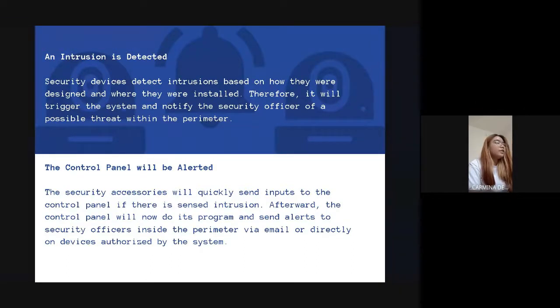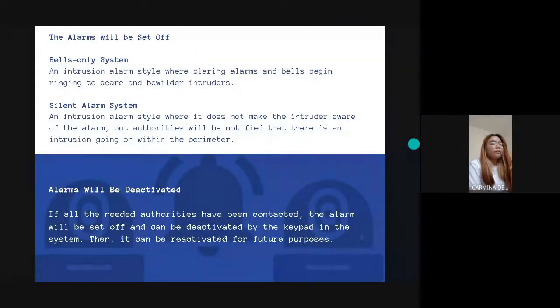Third, the alarms will be set off. In this step, the alarm will be set off by the security afterward if it is confirmed that there is an intrusion or not. There are two types of alarm style. First is the bells only system, and then the silent alarm system. The bells only system is an intrusion alarm style where blaring alarms and bells begin ringing to scare and bewilder intruders. To further discuss, itong system na ito ay ginagamit kapag gusto nila na agad natatakot yung mga nag-intrude, or loud alarms yung ginagamit.